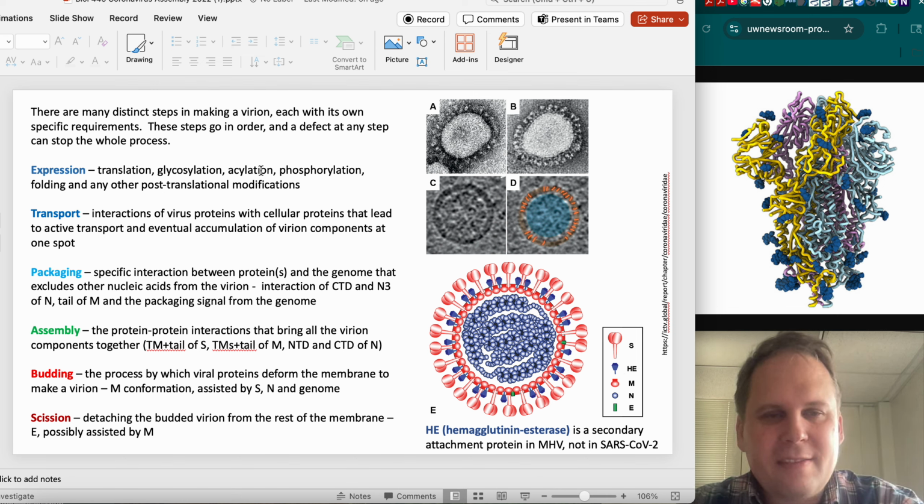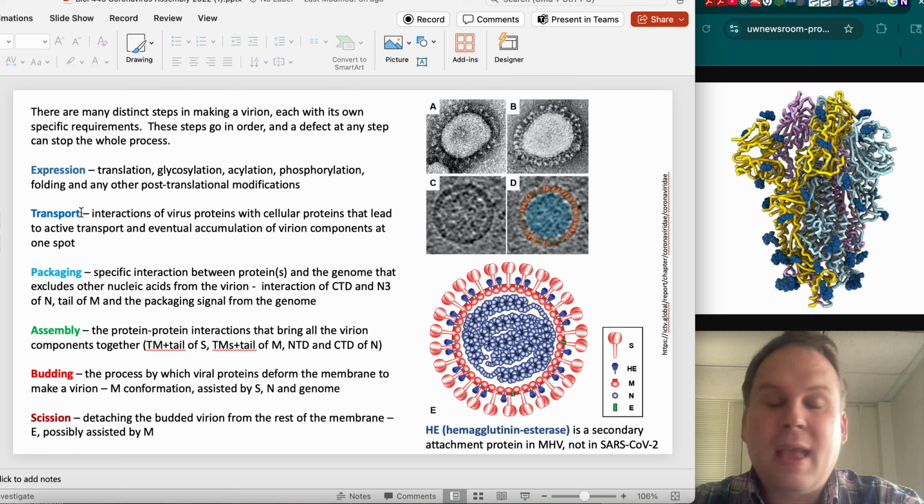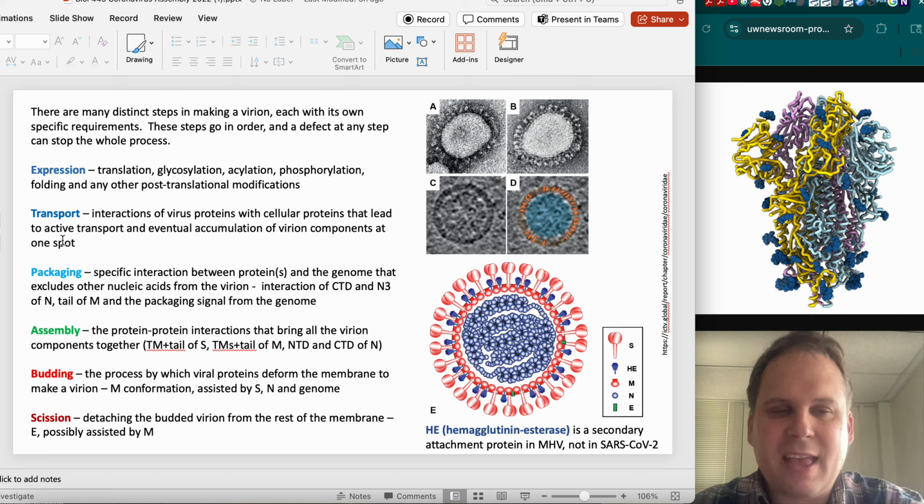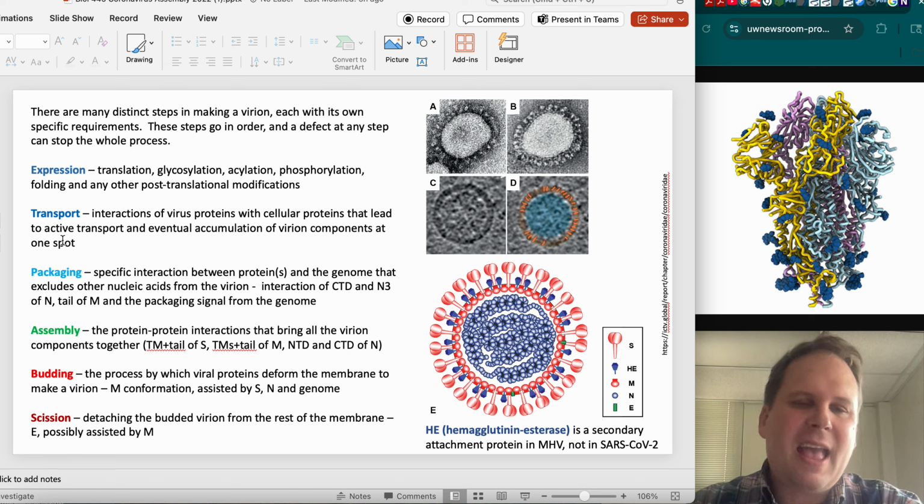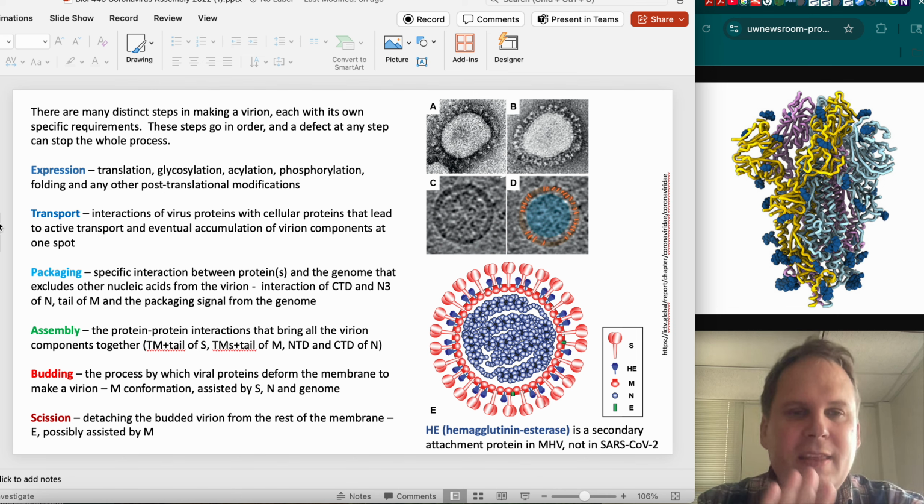Also, acylation, that's attaching fatty acids to molecules, and that's going to happen to S and E. And phosphorylation, that's going to happen to N. And you'll also have these things going through chaperones and stuff like that. HSP70 is one of the big chaperones that's involved. And those are just going to help refold, unfold, fix misfolds, that sort of thing. And these other things like the glycosylation, the acylation, those also help with folding. So that's all in expression.